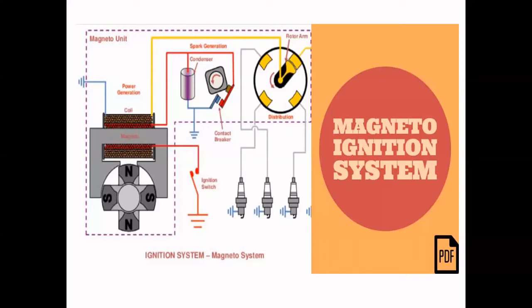Again I will repeat: once the magneto starts rotating with the engine, it starts producing the current. As the speed of the magneto increases, it produces higher voltage.